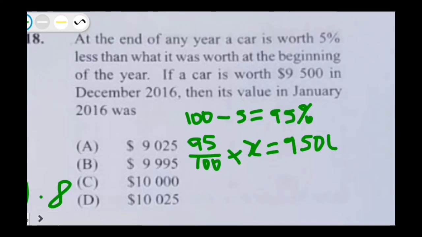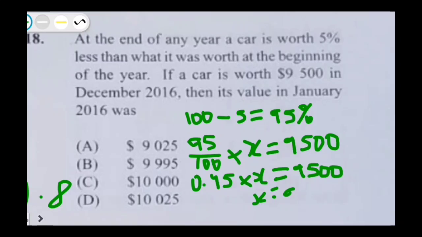Now we need to find X, yeah? So to find X, we'll need to move the 95 over 100 and divide the 9,500 by that value. So the 95 over 100, we can simplify that as 0.95 multiplied by X is equal to 9,500. And now X is equal to 9,500 divided by, because our 0.95 is multiplying by our X, therefore we have to divide it. So 9,500 divided by 0.95, which gives us a value of 10,000, which is C.